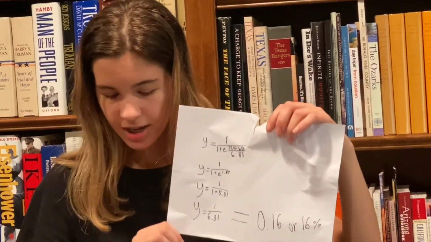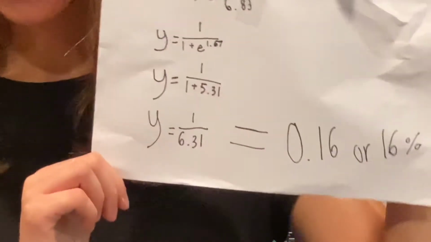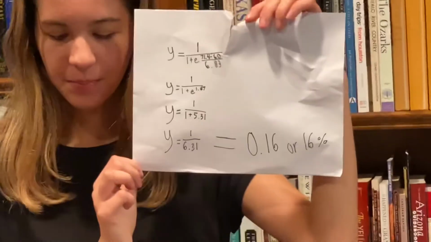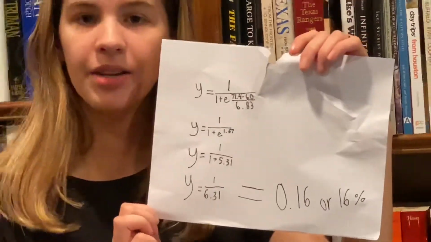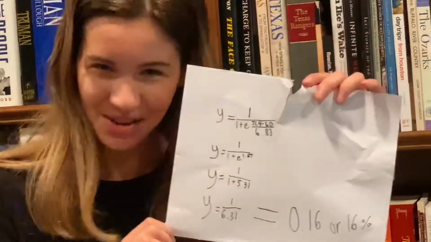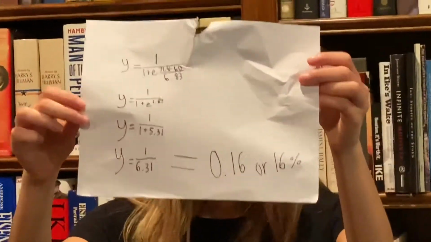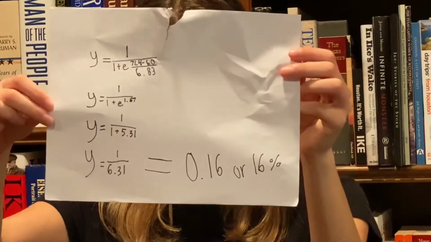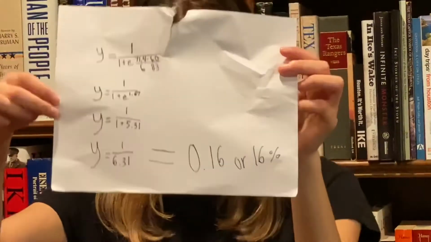Your equation should now look like y equals 1 over 1 plus 5.31. Then just add up the 1 and the 5.31 in the denominator and divide the numerator by the denominator. Voila! Your answer should be 0.16 or 16% of the mortality of the organisms.